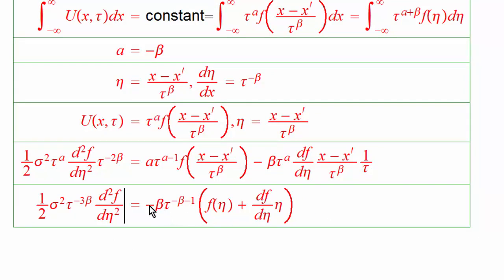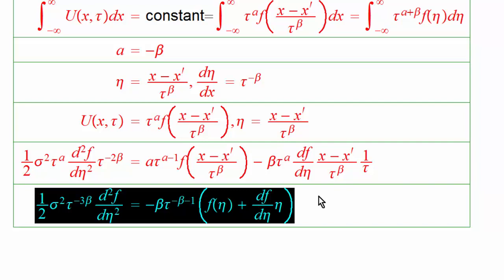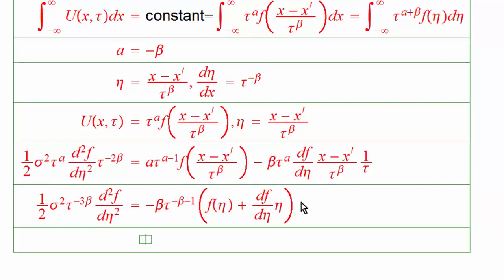There. So now what do you got? You got tau to the minus beta minus 1 on this side, and tau to the minus 3 beta on this side. Beta on both sides. This equation has to be true for all time. So I need to be able to cancel the taus off both sides, because if I couldn't, then as time went on, one side would become a different number than the other side, and then they wouldn't be equal, but they are equal because it says so.